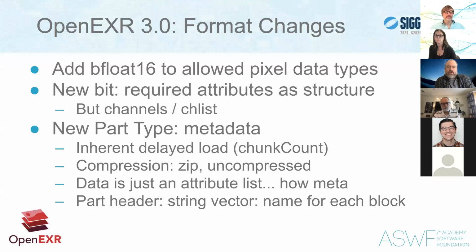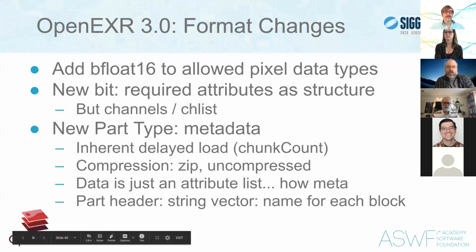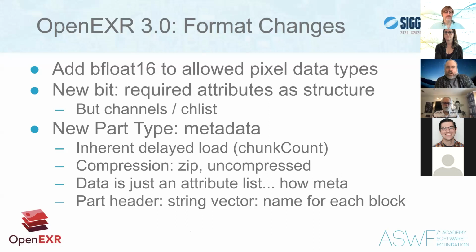We're still examining whether to add bfloat16 support as a supported data type. We're also looking at compressing and making some of the parsing of OpenEXR files a little bit more efficient. One of those methods might be to move required attributes up to being a little structure at the beginning of the file. Another method might be to move large chunks of metadata into their own part type.